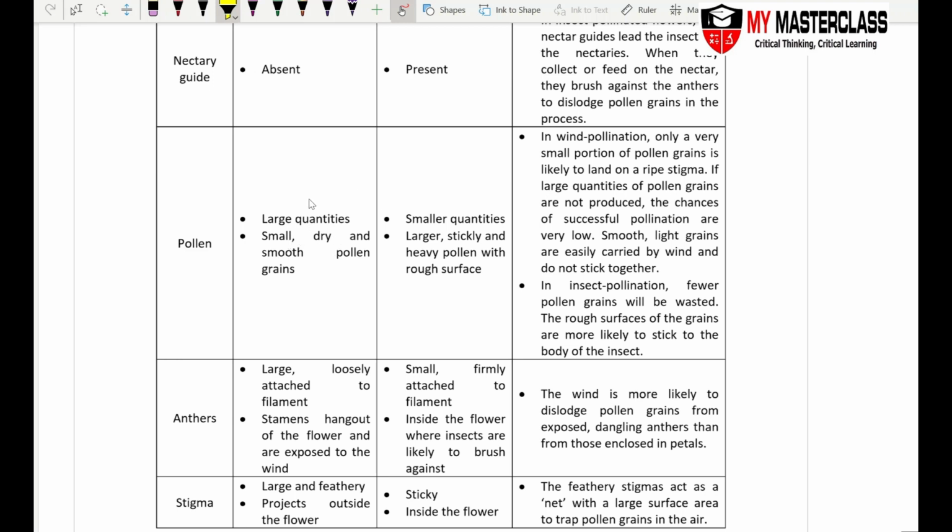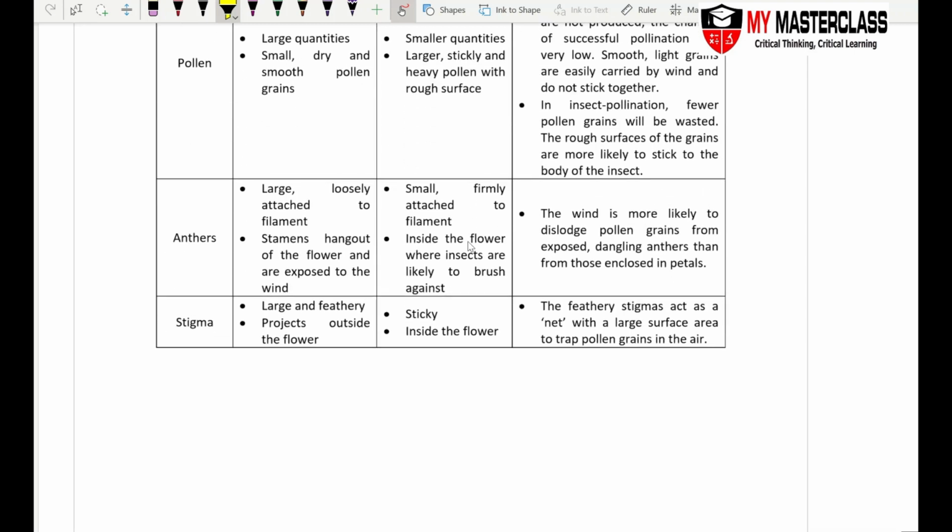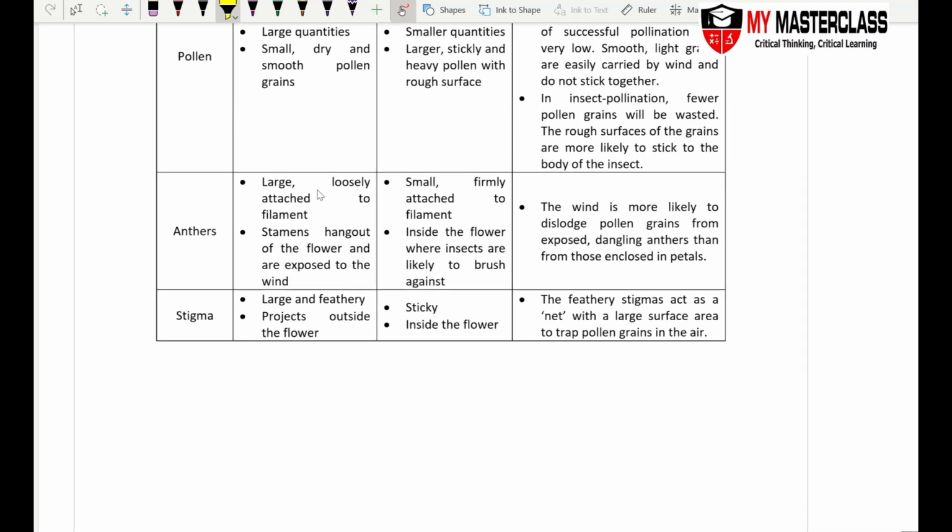So in some countries that have got 4 seasons, during the spring period, that's when a lot of pollen is in the air and people have some allergic reactions to the pollen grains. So in insect pollinated, you have smaller quantities because you just need a few of them to actually land onto the insect, but to ensure that it sticks on it, it has to be larger in size and sticky as well. So anthers and stigma we saw just now, they are large and loosely placed outside. Stigma as well. Okay, so these feathery components enable the wind to dislodge them rather than being enclosed.